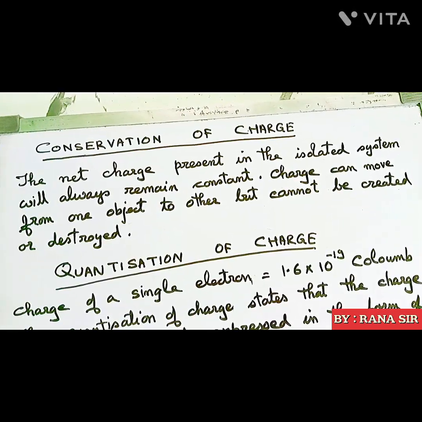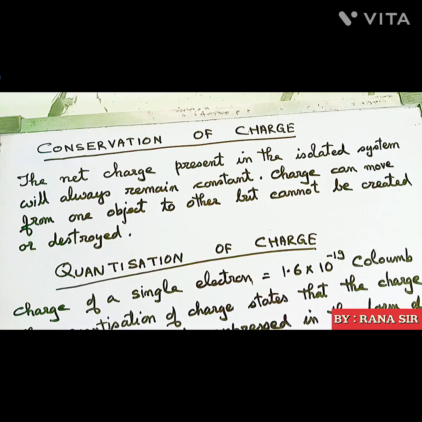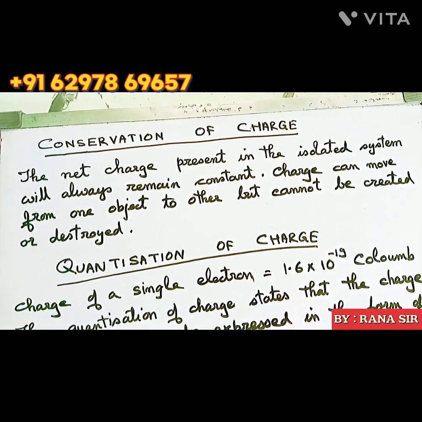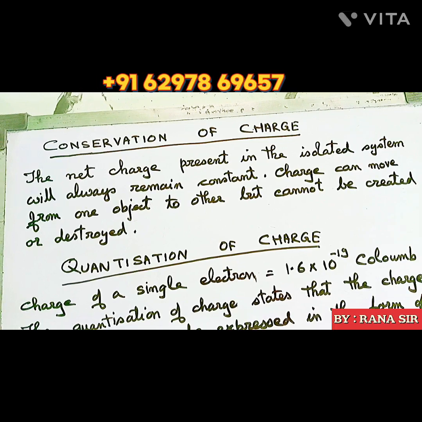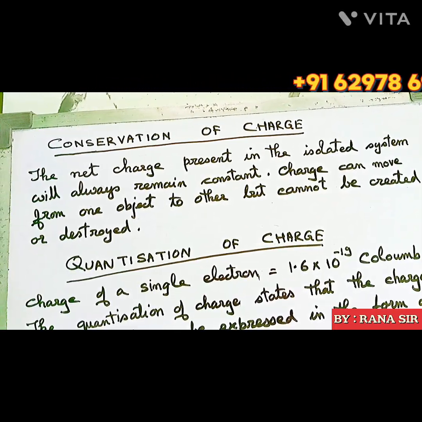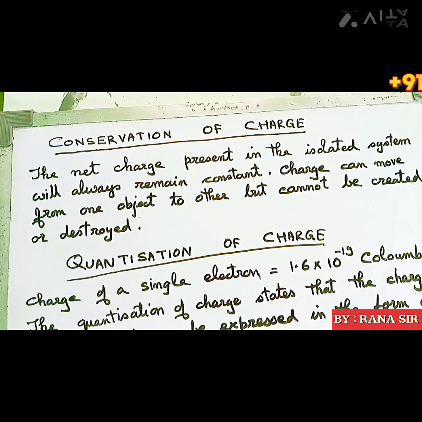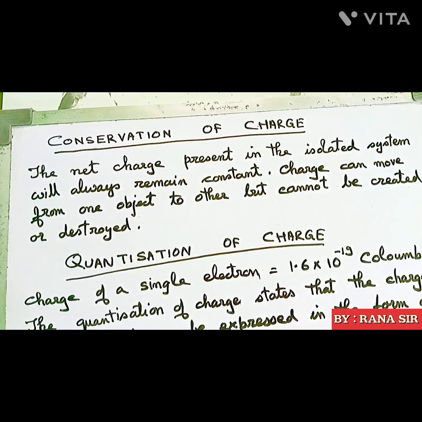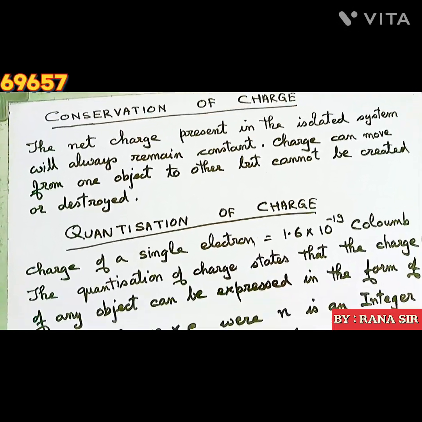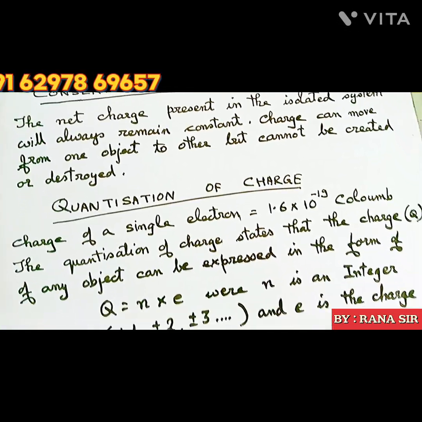So, conservation of charge: the net charge present in an isolated system will always remain constant. Charge can move from one object to another but cannot be created or destroyed. So charge can move from one object to another. There will be a flow of electrons, but charge cannot be created. So it is known as the conservation of charge.